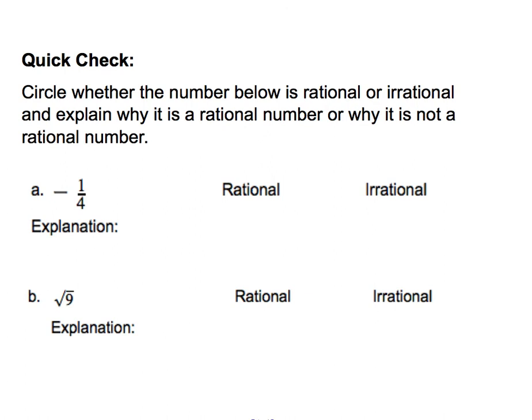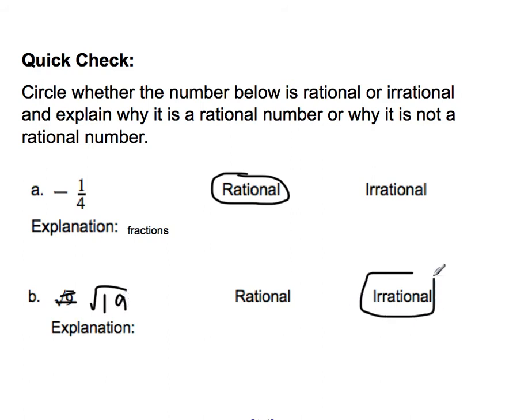So we have a quick check here. It says circle whether the number is rational or irrational. Explain why it is a rational number or why it's not a rational number. So the first one is irrational, and it is a fraction because it's in fraction form. All fractions are rational. This one was supposed to be square root of 19. So let's just change that.